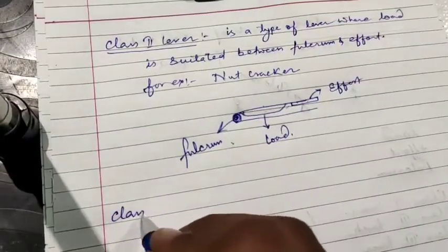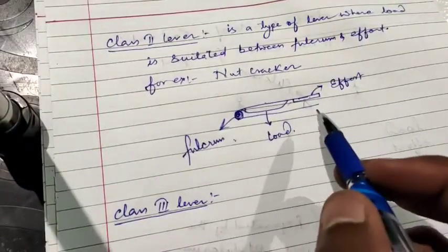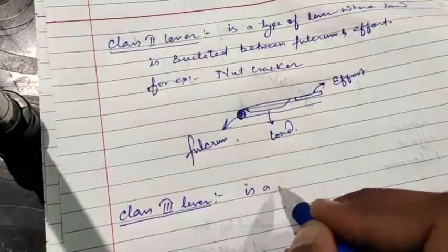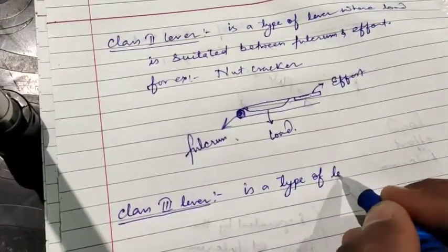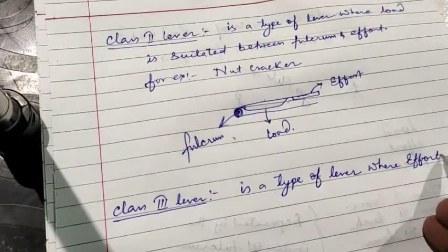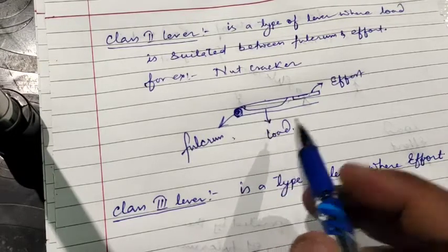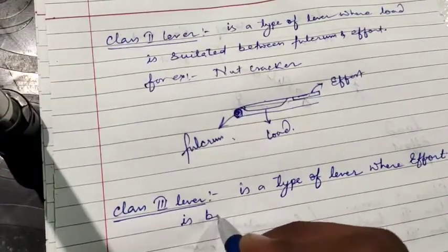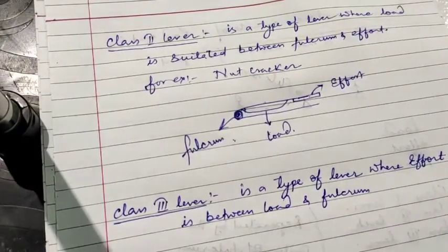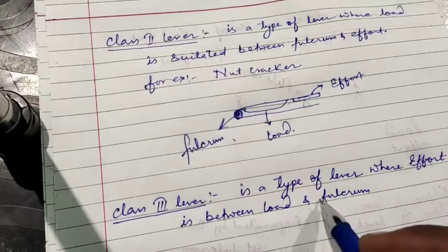The third case, class 3 lever. Now it becomes very simple. In class 1 lever, the fulcrum was in the middle. In the second, the load is in the middle. And in the third case, it is a type of lever where the effort is in the middle. In a class 3 lever, the effort is between the load and the fulcrum.